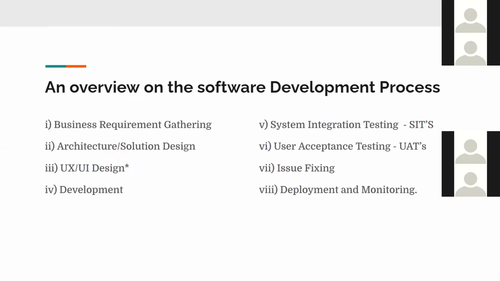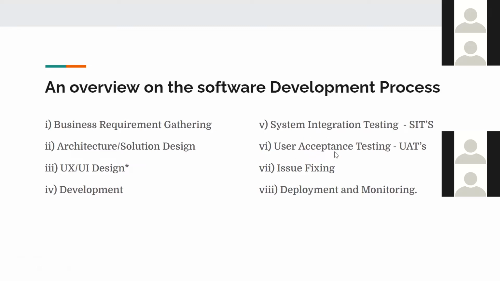The next step: in order for you to understand the day-to-day activities in a cooperative, I'll give you an overview of the software development process, SDLC, although there's Agile nowadays. The first step is normally business requirement gathering. We'll go into details about this. Then architecture and solution design, and UX, which is user experience and user interface design. Then you'll start development. Then there's system integration testing. Normally, you'll hear people calling it SITs. Then user acceptance testing, which are UATs.